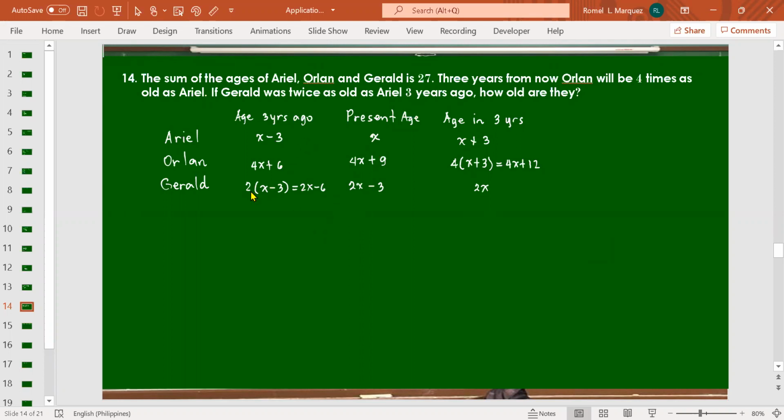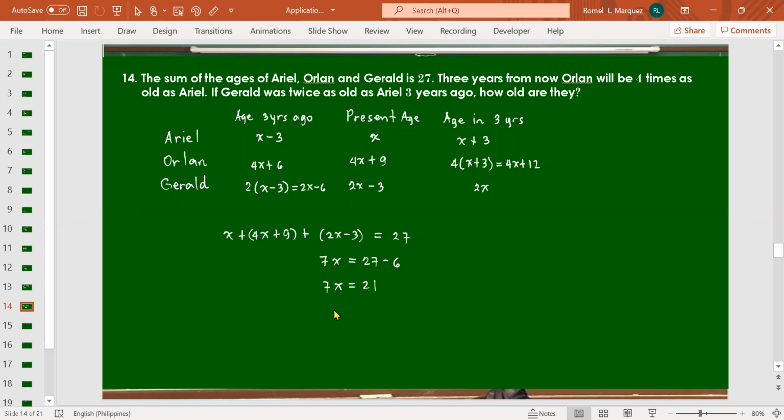We have completed the table. What condition or situation have I not used? The sum, right? That is the present. So x plus 4x plus 9 plus 2x minus 3 is equal to what? Guys, 27. X plus 4x plus 2x is 7x, equal to 27 minus 9 minus 3. How many, guys? 6. So minus 6, am I right? So it is 21.